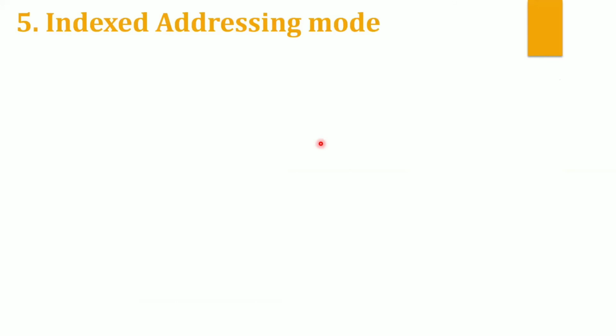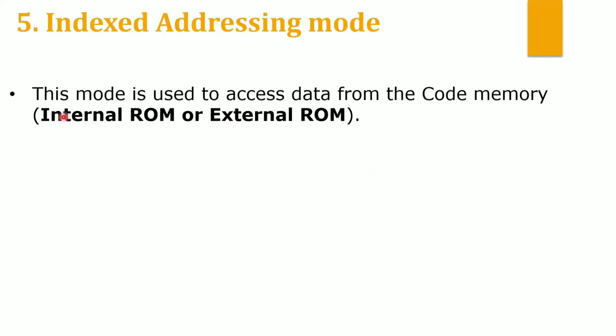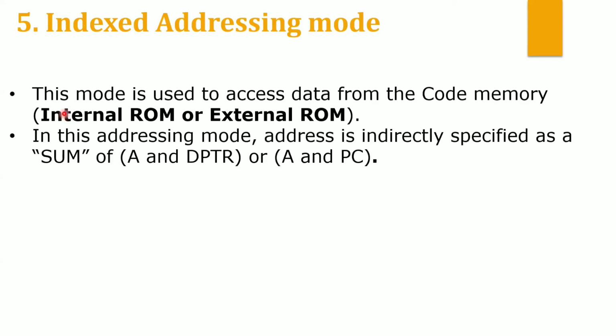First of all, we will see some theory of this indexed addressing mode. Just like indirect addressing mode, I can access RAM and ROM, right? Here, I can use internal ROM and external ROM. In indirect addressing mode, I can use internal RAM as well as external RAM. But here, I can use only internal ROM as well as external ROM in the indexed addressing mode, right? In other addressing modes, if you take direct and indirect addressing mode, I am using only one register to give the address. But here we are using two registers.